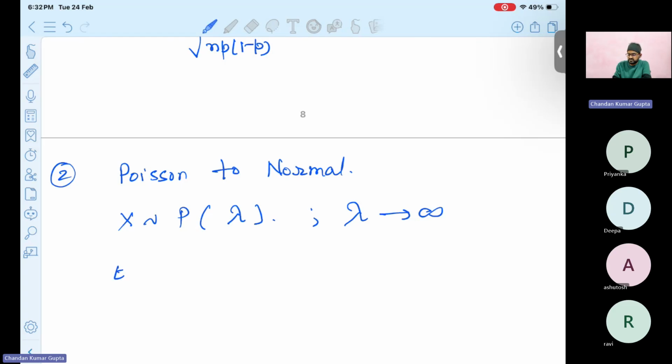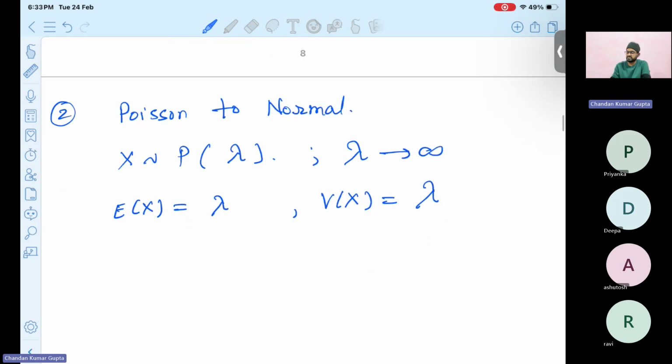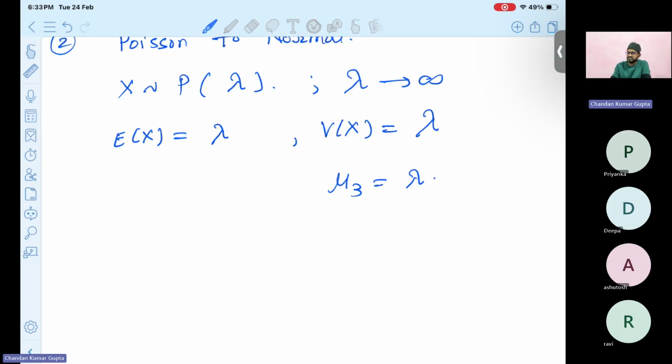You may remember the expected value of X for the Poisson variate is lambda, and the variance of X, can anybody guess? It's lambda again. If you recall, the first three moments of the Poisson distribution are the same. Like mu3 is also lambda for the Poisson variate. We don't need mu3 here, but it is right.